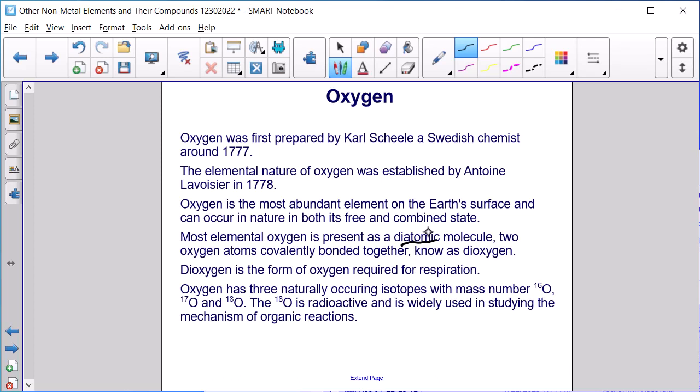Oxygen has three naturally occurring isotopes with mass number O16, O17, and O18. The O18 is radioactive and is widely used in studying the mechanism of organic reactions.